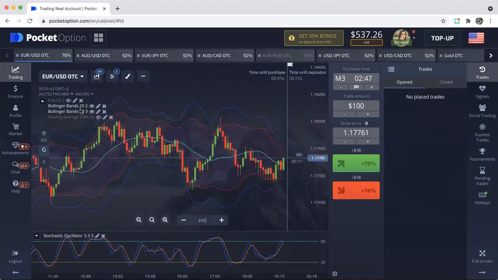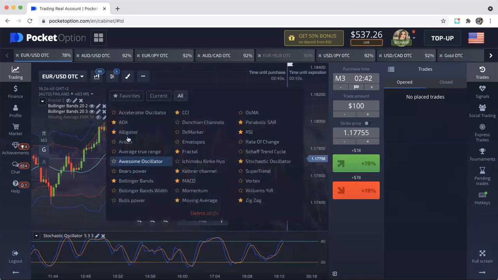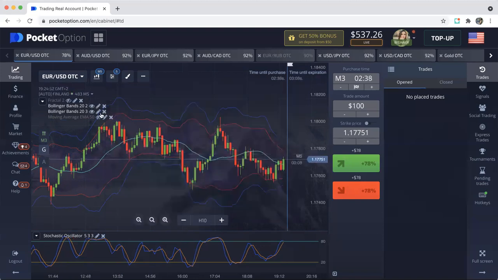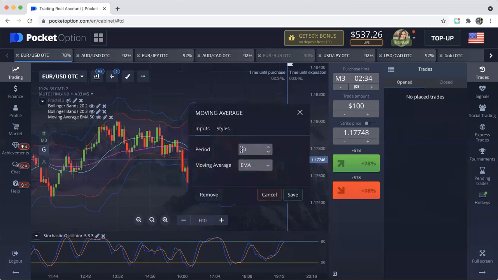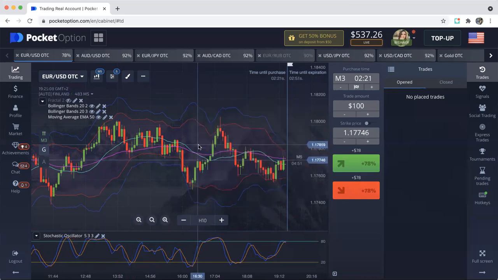And there is your 2 Bollinger Bands. Then we're going to get a moving average. So right here, there's a moving average. You'll click on the moving average and you will make that a 50 EMA. Do not change it to SMA, none of that. EMA, 50 EMA, and then change it to whatever color you feel like having it.